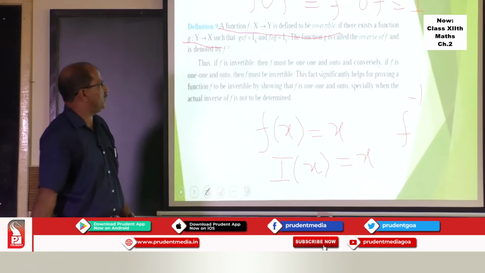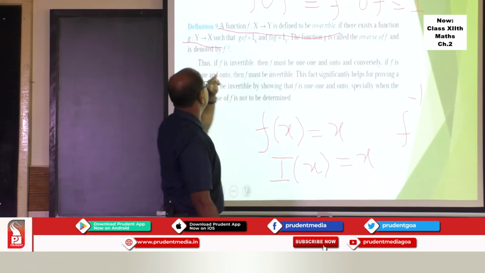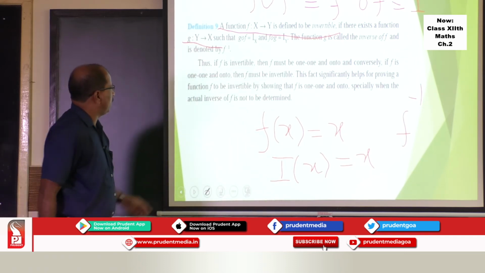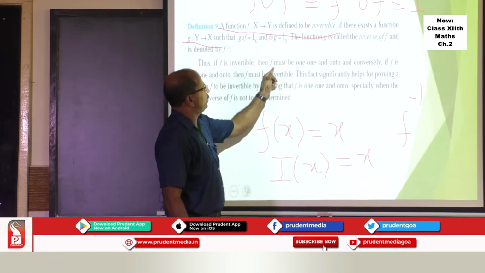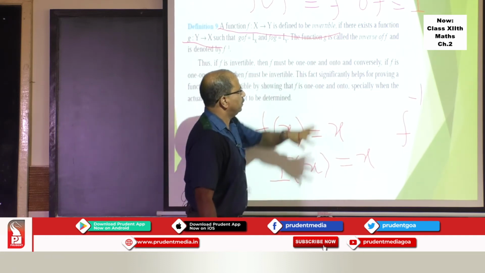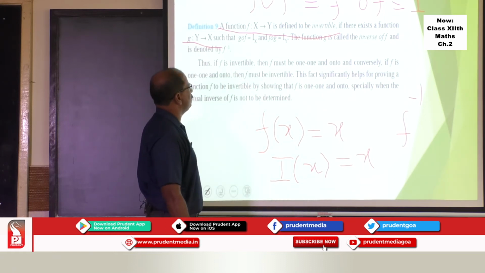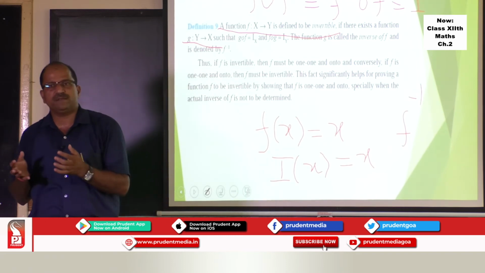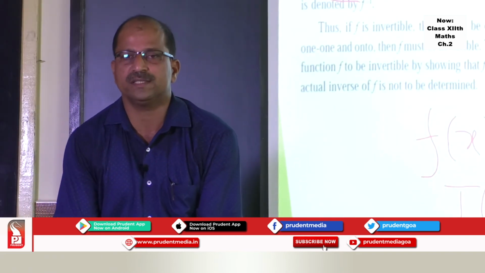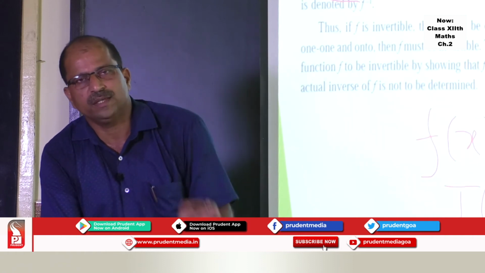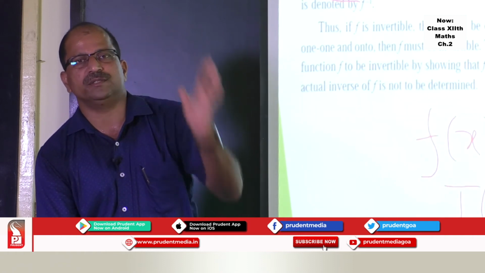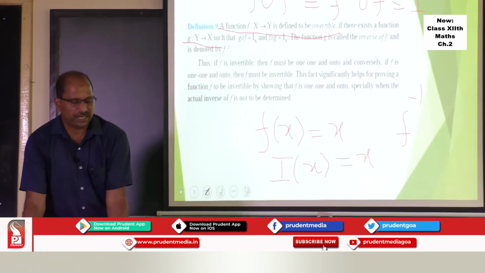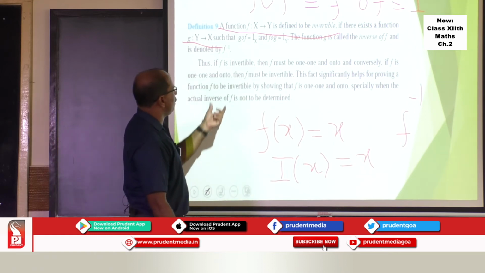Whatever definition is true for function f must also be true for function g, and therefore we say that if f is invertible, then f must be 1-1 and onto, and conversely, if f is 1-1 and onto, then f must be invertible. In other words, the function has an inverse if and only if the function is bijective. The function must be 1-1 and onto. That is the meaning of an invertible function.